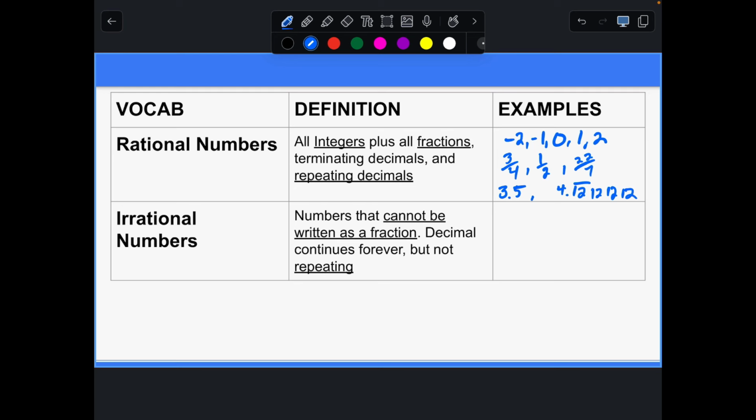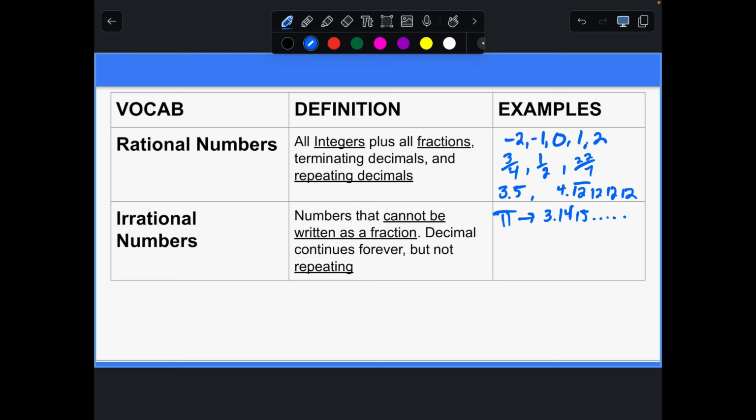Irrational numbers are numbers that cannot be written as a fraction. That means the decimal continues forever, but this time it is not repeating. The most famous example of an irrational number would be pi. We all know that that is 3.1415, and so on, and that continues on forever.